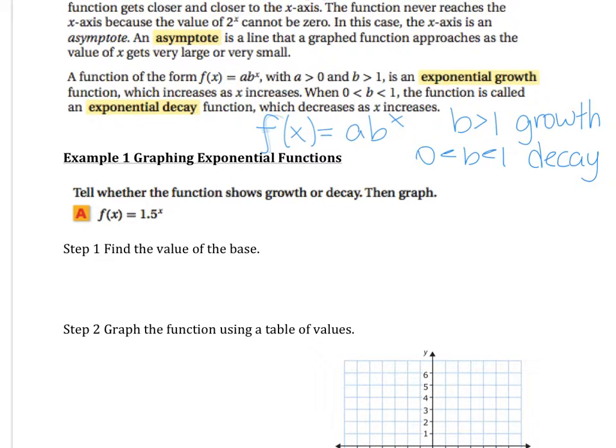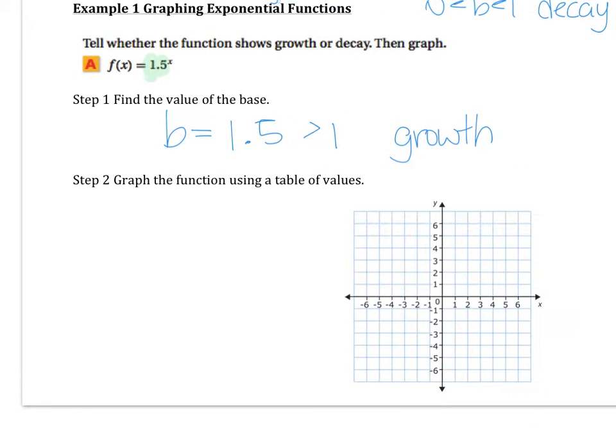So looking at my first example, my b value equals 1.5. It's greater than 1, so this would be growth. You can graph this in Desmos. You don't have to really use a table of values. You can get them after you've graphed it in Desmos. You would find that the y-intercept is at 1. So you plot that point, and you know it gets really close to x and then goes up.